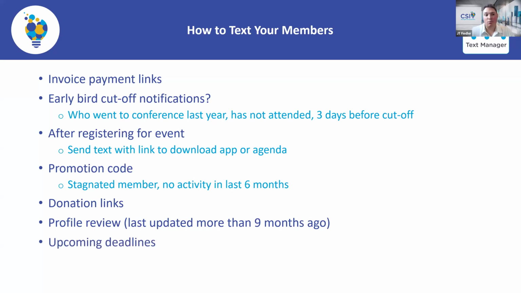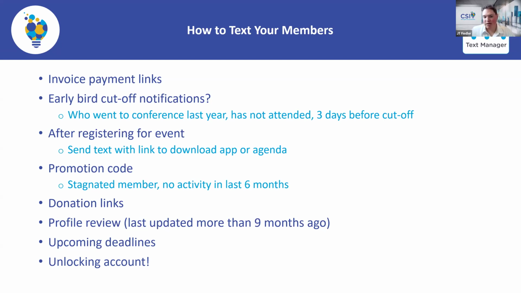Upcoming deadlines is a big one. If you have a deadline for certain things, you can shoot a quick text message to people who haven't met that deadline yet. And then this one is a powerful one, actually being able to unlock accounts. You can send a text message saying, hey, you have been locked out. Use this link to say forgot password, or to unlock your account and try again. So lots of cool things that you can do.